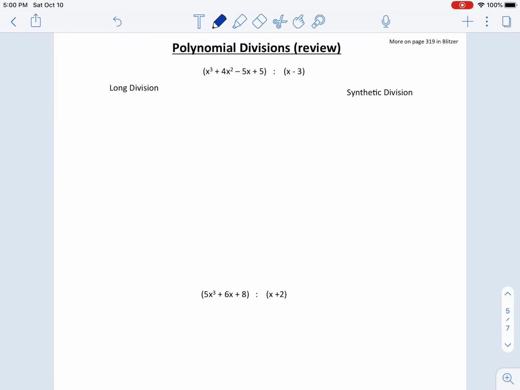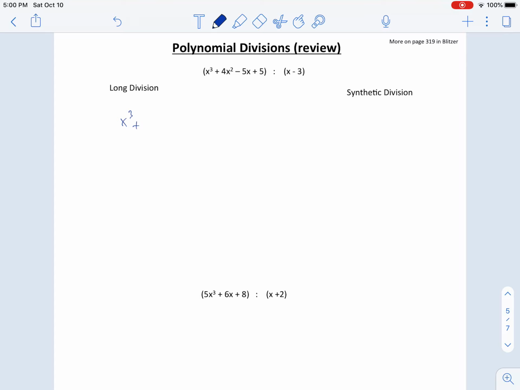Time to review some long division, some polynomial division rather. So let's start with long division. Now, long division is, I would say, more important to know because it's sturdier and it works every time. So make sure that you're comfortable with this.